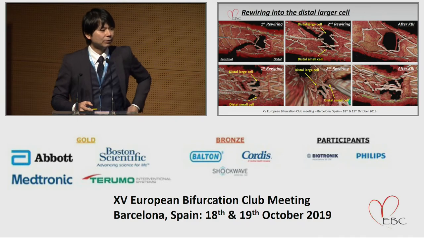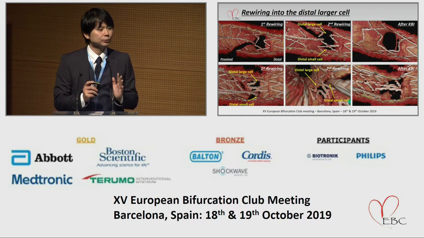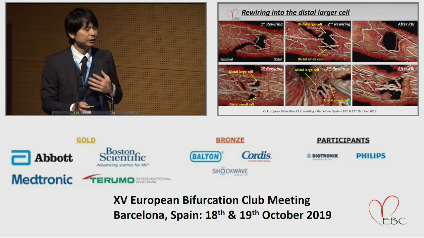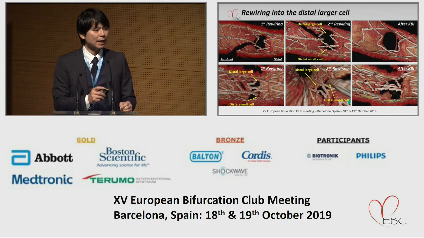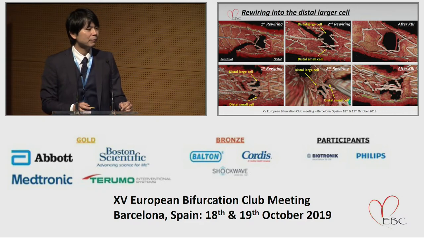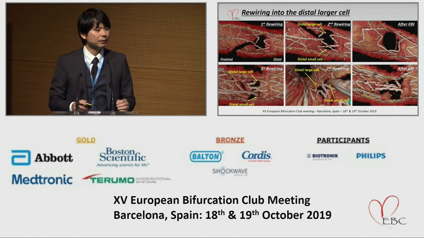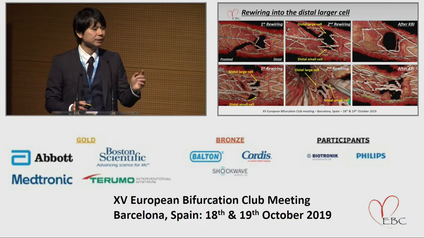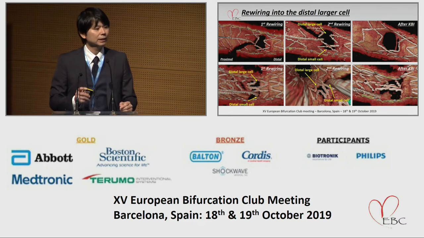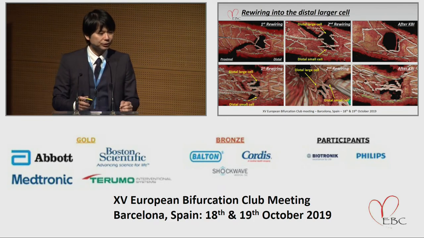This is the link connecting type. When the stent link divides the distal cell into two parts, I think it's very important to rewire into the distal larger cell. So the upper picture shows the excellent stent strut opening. However, in the lower picture, you can see the guide wire was rewired into the distal small cells. So the stent strut remained even after kissing balloon inflation.